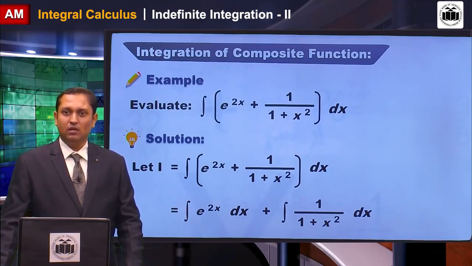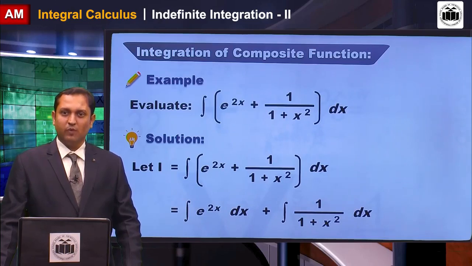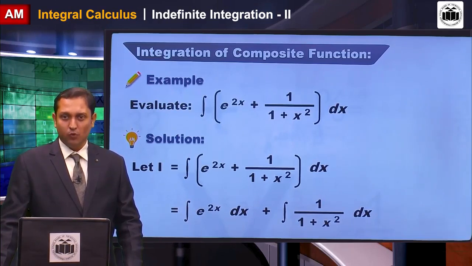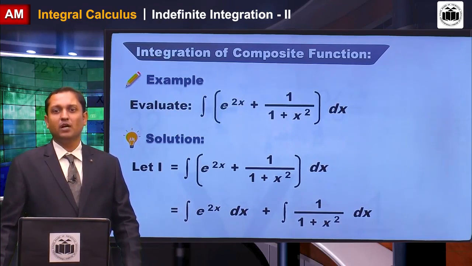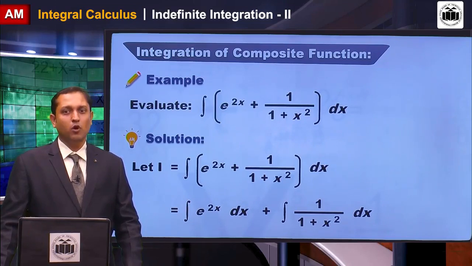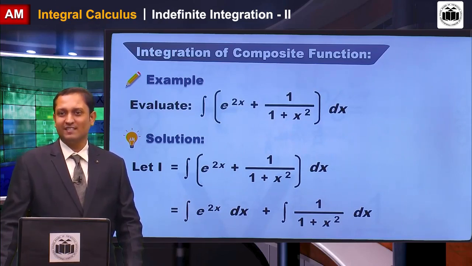Now you see the first part, integral e raised to 2x dx. If you see the part properly, the function is e raised to 2x, in which the variable part is 2x, which is something other than x. So it is nothing but a composite function, and the variable part 2x is nothing but px, so it is in the form of px plus q. So we conclude that we can use the 2-point solution to get the answer for integral e raised to 2x dx. If you see the second part, integral 1 upon 1 plus x square dx, it is a standard function whose formula is tan inverse x.